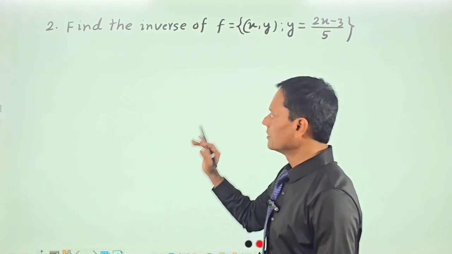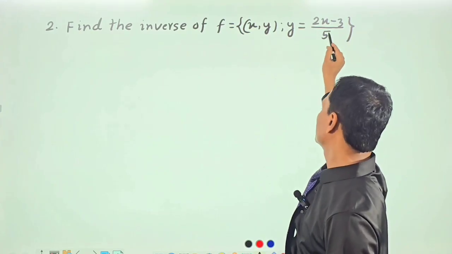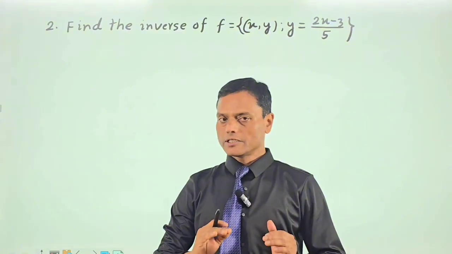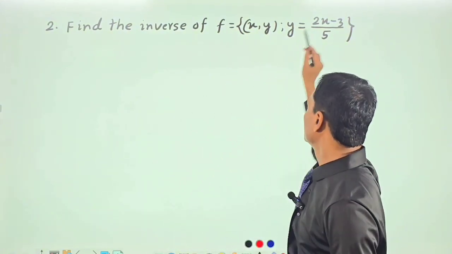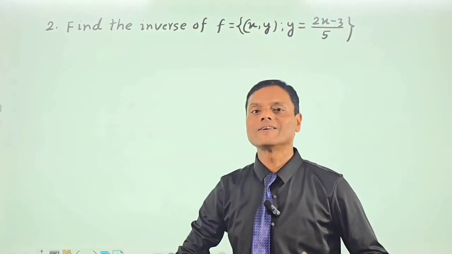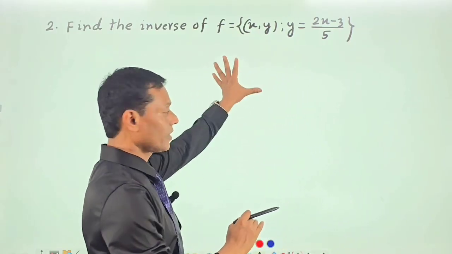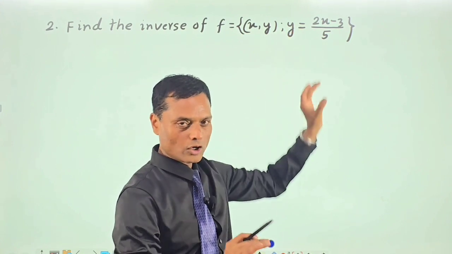Second question is, find the inverse of f equals to {(x, y)}, that's y equals to (2x minus 3) by 5. This is another way of writing the function. We can write f(x) equals to (2x minus 3) by 5, or we can write the function in set builder form as well. Doesn't matter, okay? Whatever function we have here, we can find its inverse. So here, the value of y is already given, isn't it? So we are not going to let.